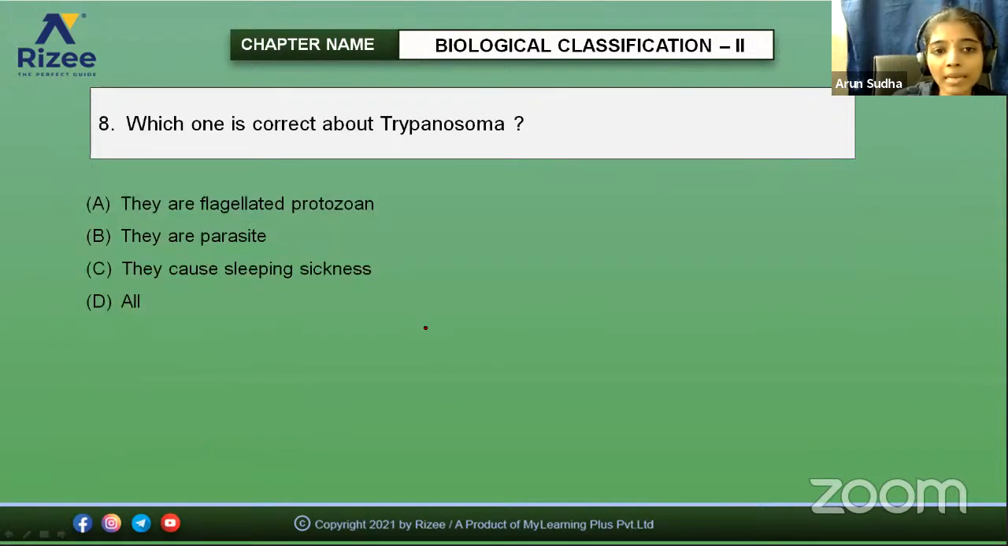Which one is correct about Trypanosoma? Whether they are flagellated protozoans, they are parasites, and they cause sleeping sickness. So which is the correct option for this? Yeah, option D. All are correct. They are flagellated protozoans, they are parasites, they cause sleeping sickness. So D is the correct option. All are correct.